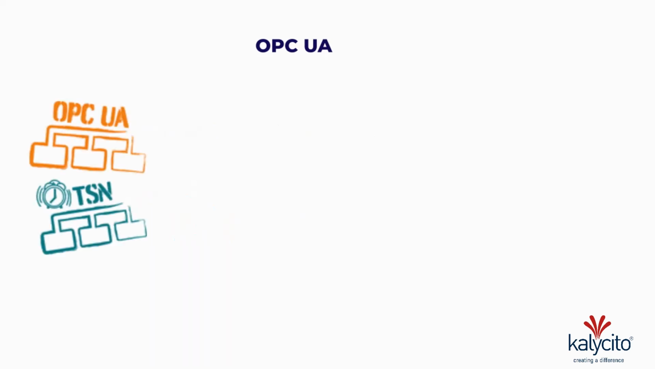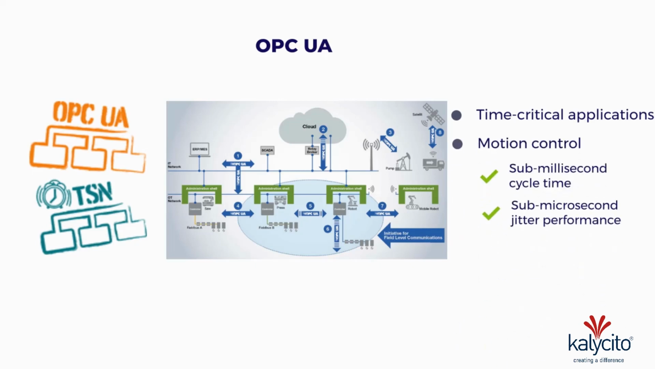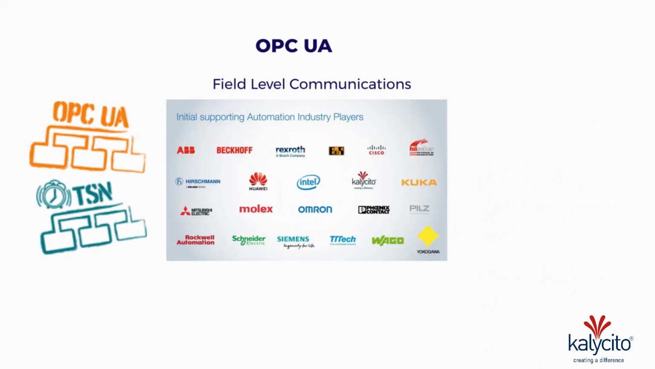OPC UA PubSub over TSN can be used as a real-time communications protocol between sensors, actuators, and PLCs at the field level. This is especially important for time-critical applications such as motion control in machines, which demand sub-millisecond cycle times with sub-microsecond jitter performance. The growing interest in OPC UA PubSub over TSN led to the creation of the Field Level Communications (FLC) initiative that was started in November 2018 within the OPC Foundation.